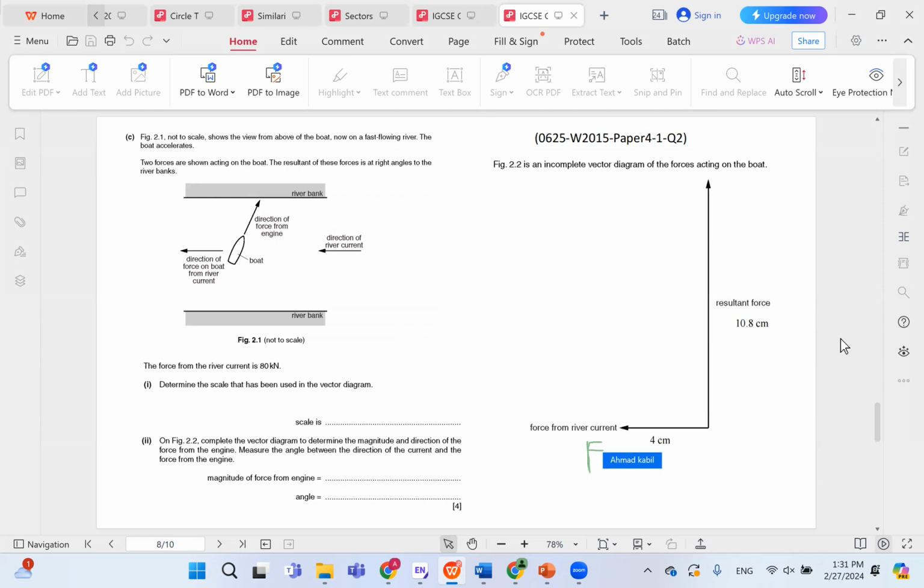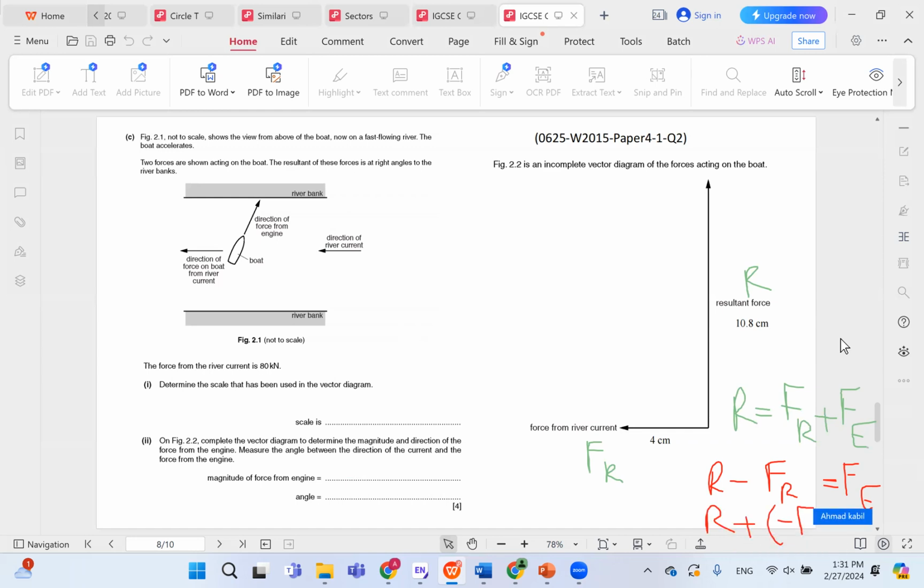So this is F river, and this is resultant. And we should know that the resultant is the force from the river plus the force from the engine. Now we want to draw the force from the engine. So we want to isolate Fe. So let's say Fe equals the resultant minus the force from the river. How do we subtract vectors? Subtracting vectors is the same as adding the negative. So it's adding the negative of Fr, which is the force of the river.